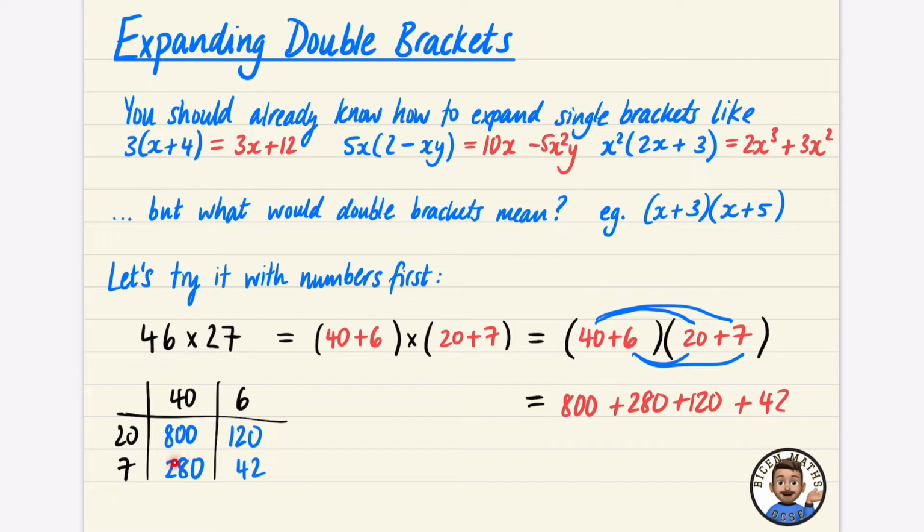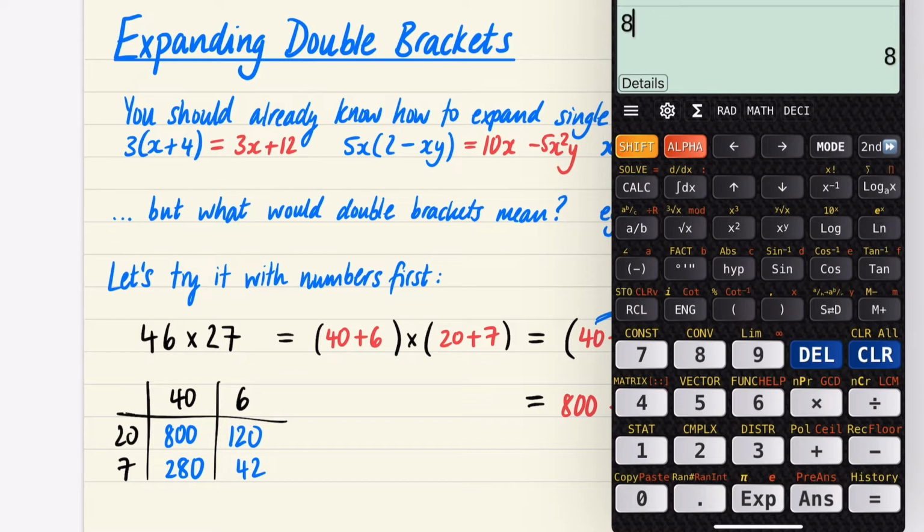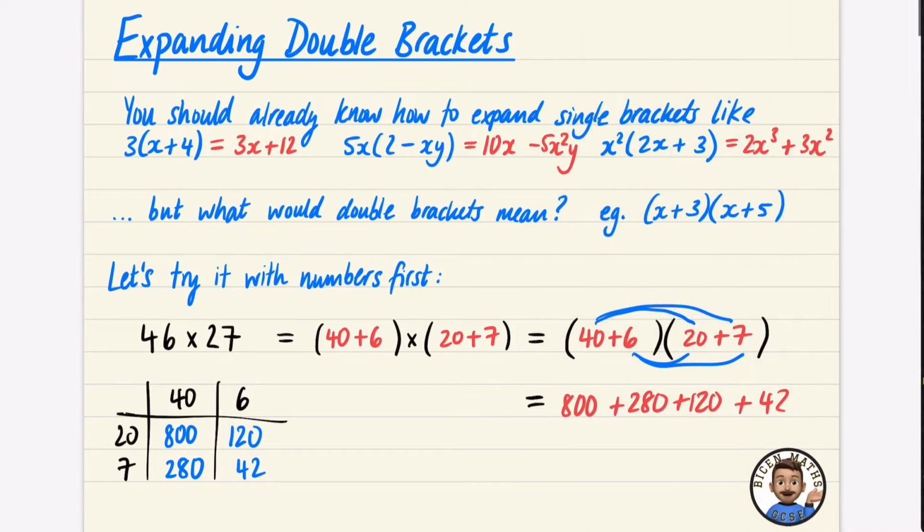What you'd do with this stuff inside the grid is add all of it together to come up with the answer. We're not that bothered about what the answer is, but it would be 800 plus 280 plus 120 plus 42, so that's 1,242, which, let's just double check, is 46 times 27. So the answer is 1,242. This process that we've just done is what expanding double brackets is going to look like.